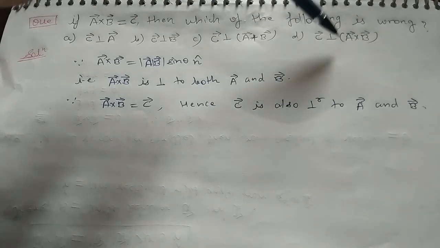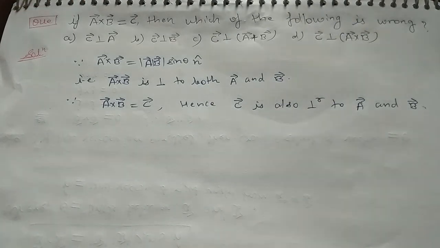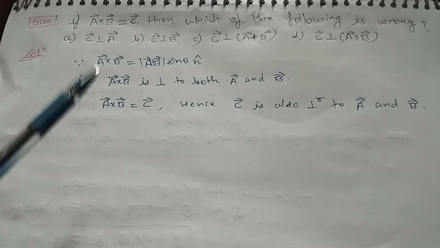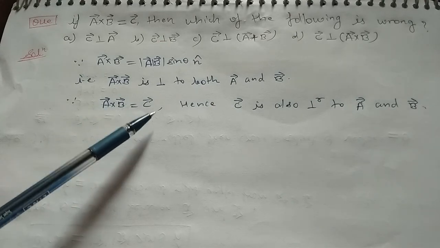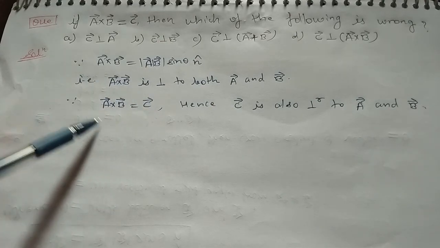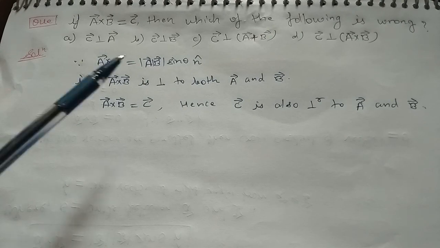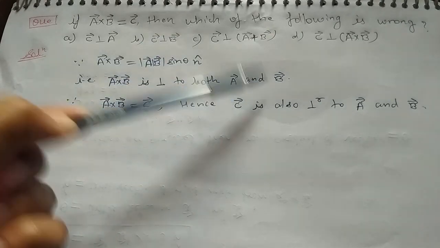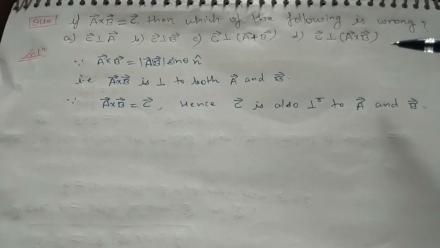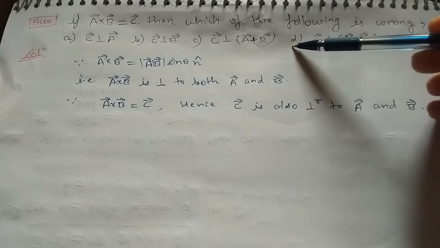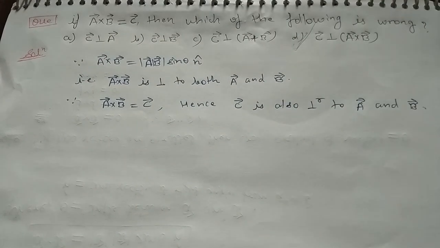Here, vector c perpendicular to a cross b is wrong, because we have already seen that vector a cross b is equal to vector c. So the vector c is parallel to vector a cross vector b, and c is perpendicular to a and b. So this is the wrong option. So this is our correct option. Okay.